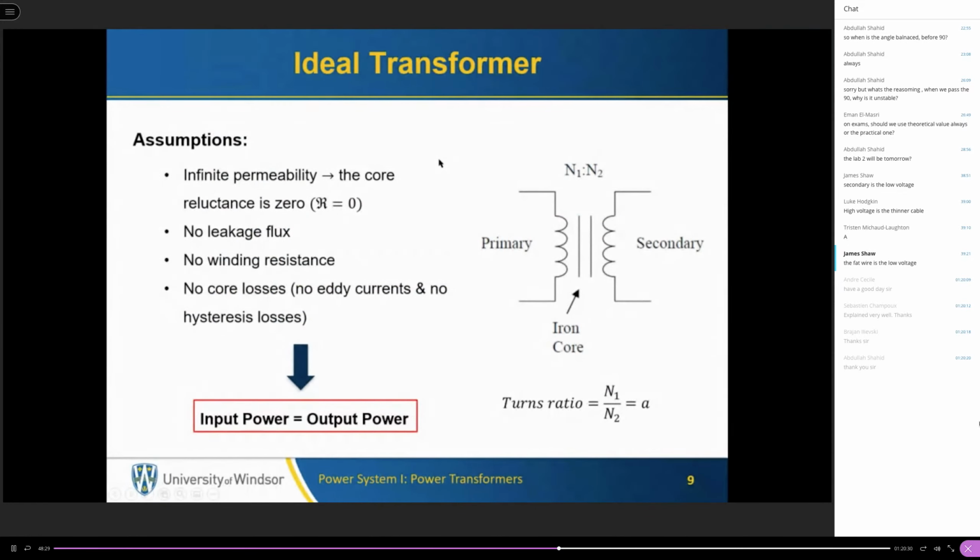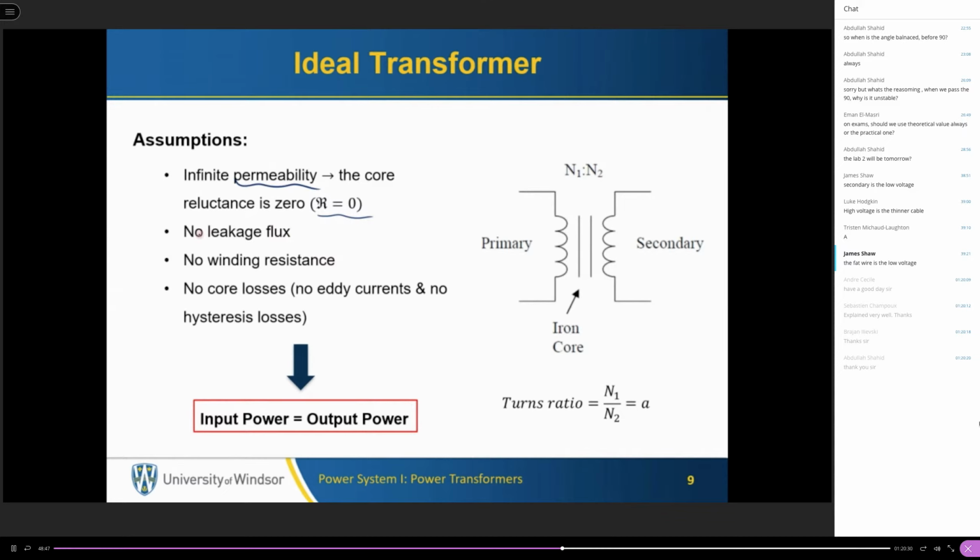Now, let's consider ideal transformers. In ideal transformers, we assume that the core itself is ideal. It doesn't have any reluctance to the magnetic field, and this means it has infinite permeability. The reluctance of the core is zero.